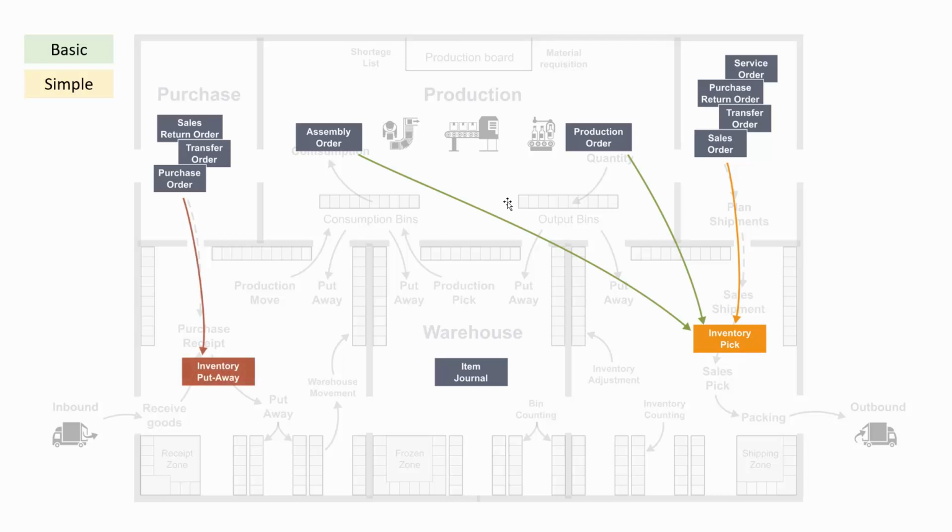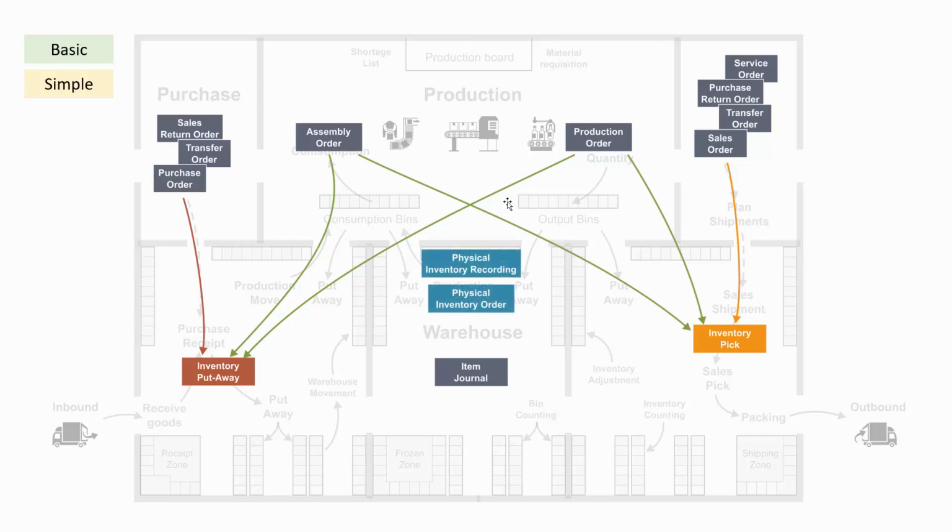On the inbound side, we have the inventory put away, where it's possible to put items on stock, and it also applies to assembly order and production order. From the assembly order, you need to create it manually. We will show you that in other videos.